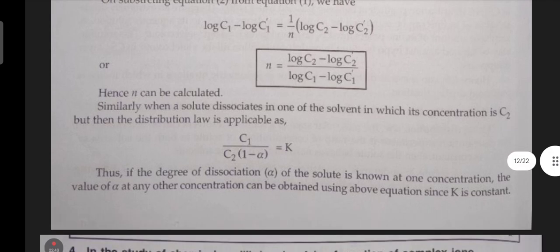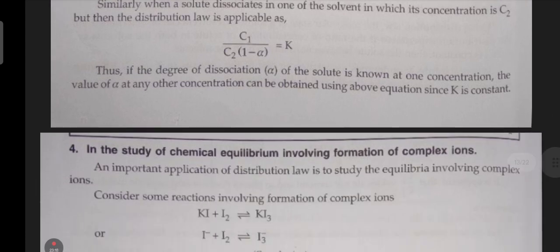Similarly, if a solute dissociates in one of the solvents in which the concentration is C2, then the distribution law is applicable as C1 upon C2 into 1 minus alpha is equal to K. Thus, if the degree of dissociation alpha of a solute is known at one concentration, then the value of alpha at other concentrations can be obtained using the above equation, since K is constant.